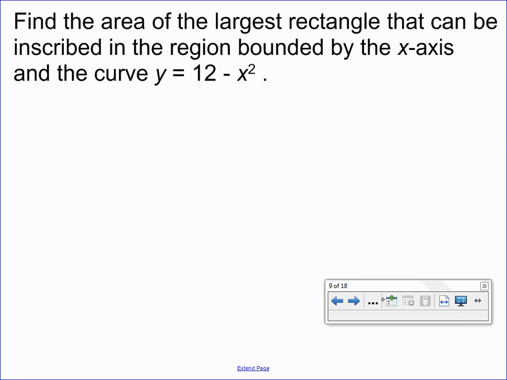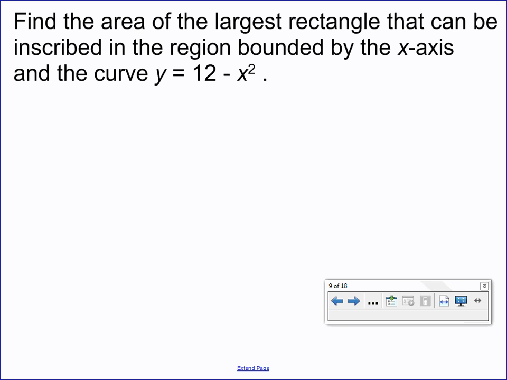Okay. Then let's take a look at another problem. Let's find the area of the largest rectangle that can be inscribed in the region bounded by the x-axis and the curve y equals 12 minus x squared. This was adapted from a multiple choice item. So it's not as long or involved, but it has some good elements of our optimization strategy embedded within. So let's take a look.